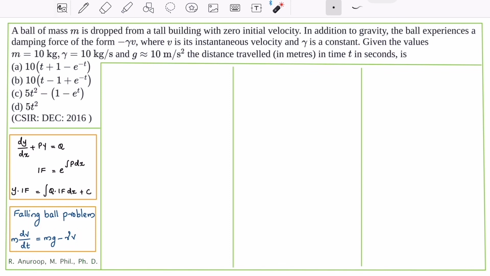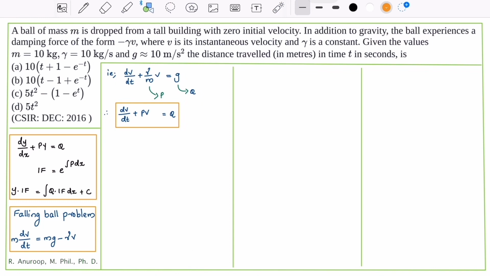The differential equation in the falling ball problem is m dv by dt equal to mg minus gamma v. We can write it as dv by dt plus gamma by m into v is equal to g. Let gamma by m be equal to p and g be equal to q. So our differential equation is of the form dv by dt plus pv equal to q. Now let us compare this with the standard differential equation dy by dx plus py equal to q.